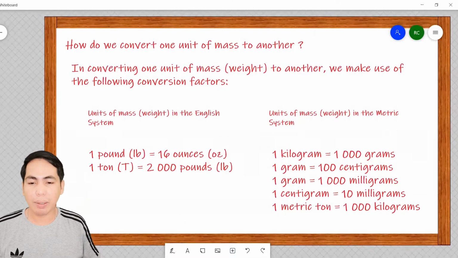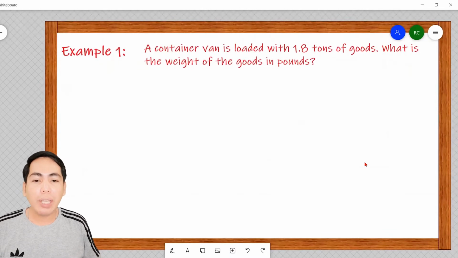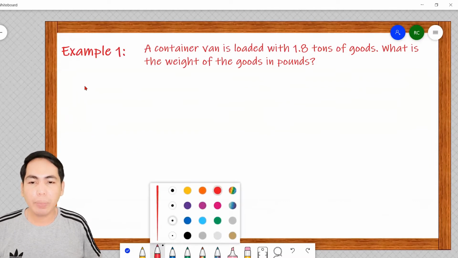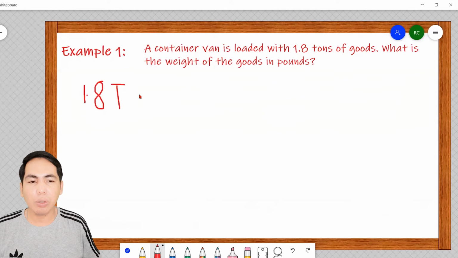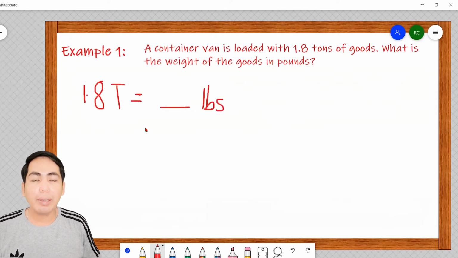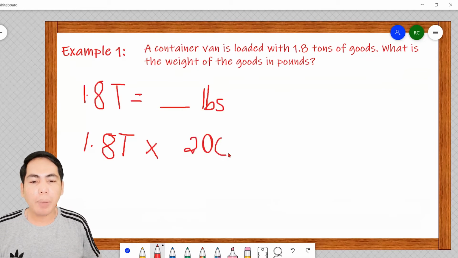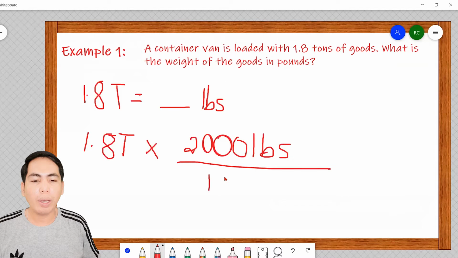So let us have examples. Example 1: a container van is loaded with 1.8 tons of goods. What is the weight of the goods in pounds? So in here, we are going to convert this 1.8 tons into pounds. We know that for every 1 ton, there are 2,000 pounds. So we are going to multiply this 1.8 tons by the ratio of 2,000 pounds is to 1 ton, so that we can cancel out the unit ton. So what is left is pounds.